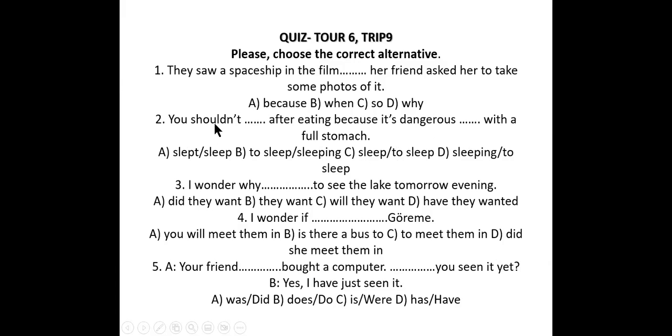Sleeping, no. Models don't want verb-ing. Verb-ing wants am, is, are, was, were, being. Okay. And prepositions, of course. After prepositions we use verb-ing, but there isn't a preposition here.